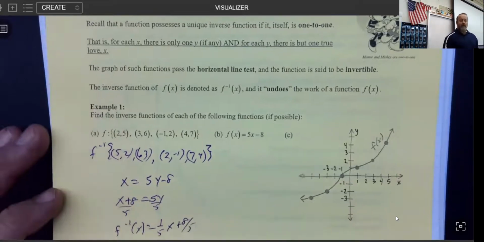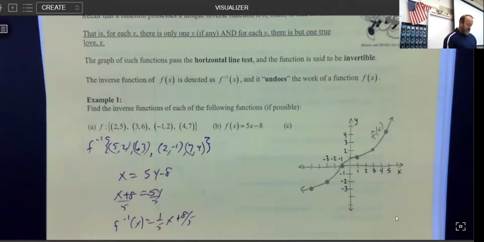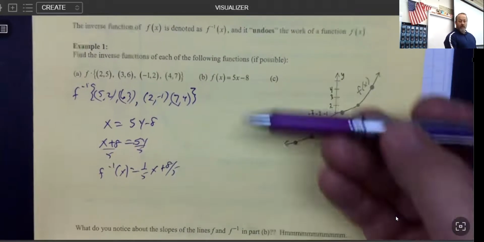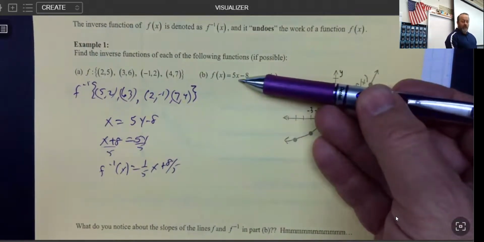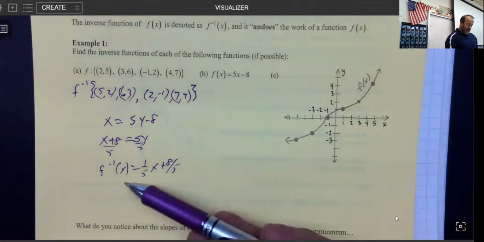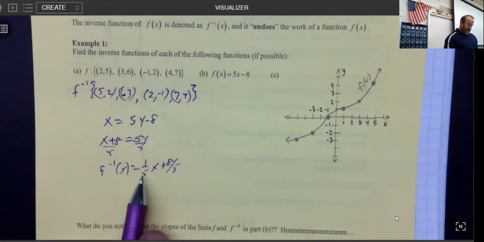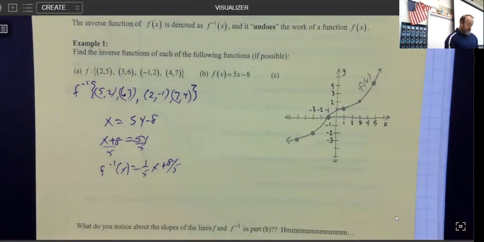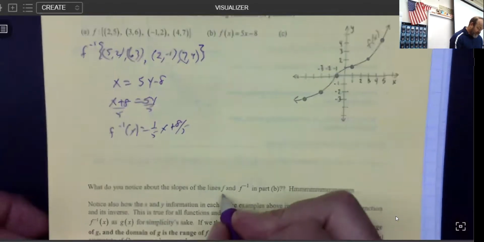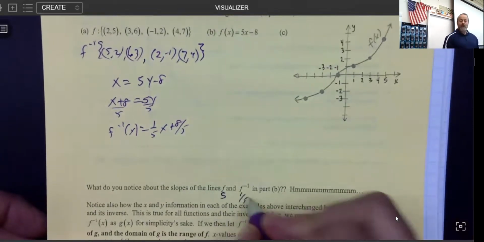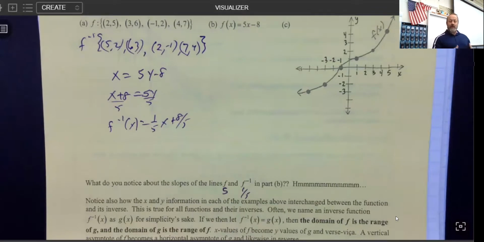Now, there's a note down here that says, hey, gee, what just happened? Notice the slope of the original function f and its inverse function here. Those are reciprocal slopes, aren't they? The slope of this one was 5. The slope of this one is 1/5. That's a little bit of an interesting take.